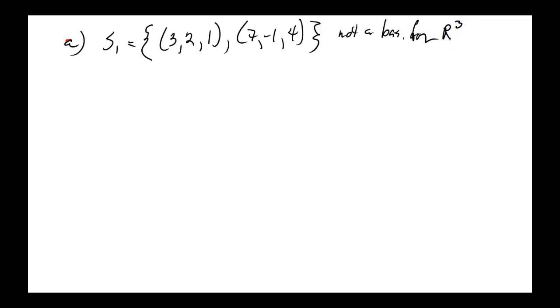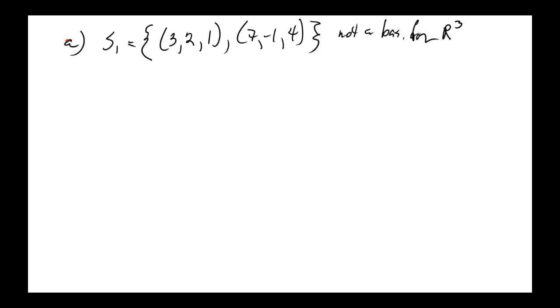Well, how do we know that? Well, one basis for R3 would be (1, 0, 0), (0, 1, 0), (0, 0, 1). We know that. That's the standard basis for it. Well, it has three vectors in it. So you can't have a basis for the same vector space R3 that has more or fewer than three vectors. So yeah, can't be.